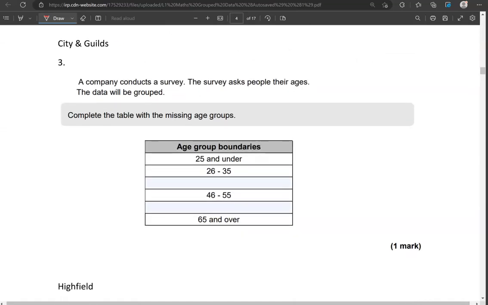A company conducts a survey. The survey asks people their ages. The data will be grouped. Complete the table with the missing age groups.